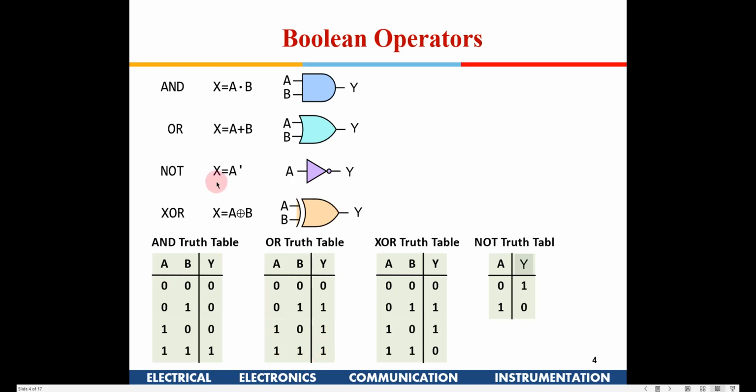Right, and the NOT gate. The NOT gate is again this symbol out here. It just inverts the input. So this is the NOT truth table: 0 is 1, 1 is 0. And you have something known as the XOR gate.